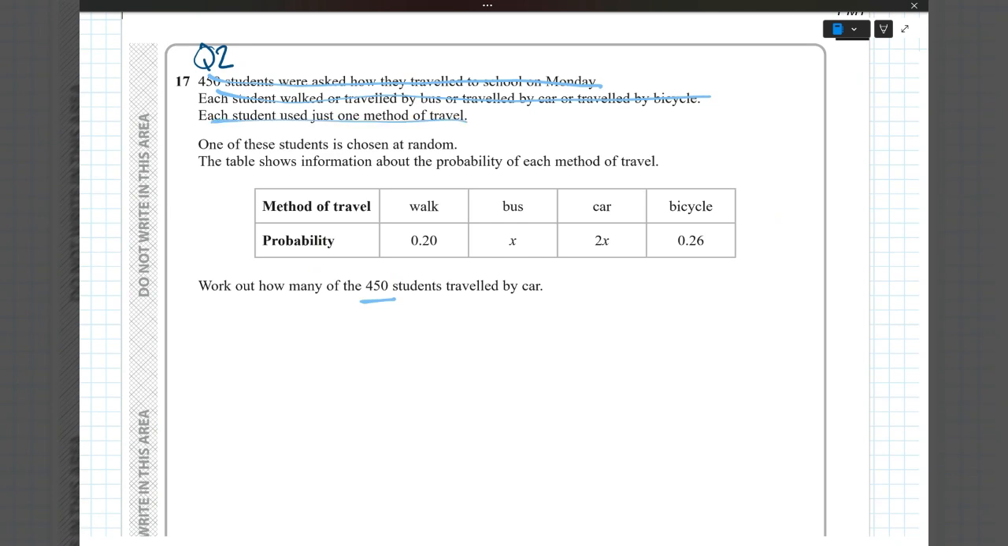One of these students is chosen at random. The table shows information about the probability of each method. Work out how many of the students travelled by car. So we need to do 450 times the probability that they went by car, which is 2x. So we've got to figure out what that 2x is. All of these probabilities will add up to a very specific number. They will add up to 1.